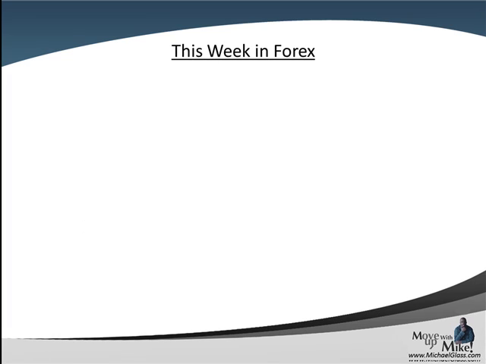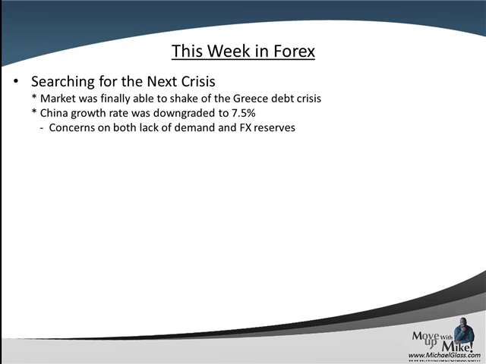As we begin to look at this week in Forex, we start off with a couple of things, and that is the market is now looking for the next crisis. We finally have shrugged off most of the residual effects of the Greek debt crisis. The bailout has been approved, the investors have been approved, so the market is starting to stabilize from that. And so now what's starting to take the forefront is the strength of the Chinese market. Recently we had the Chinese growth rate downgraded from 8% to 7.5%, and what's important about that is China has been known to always outperform its growth rate, and so that's concerning.